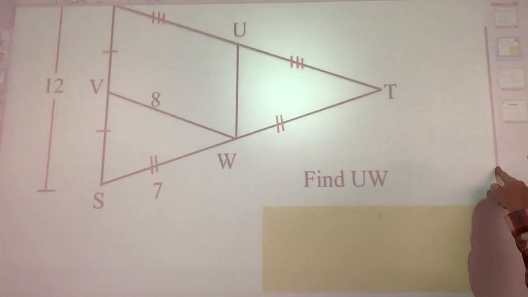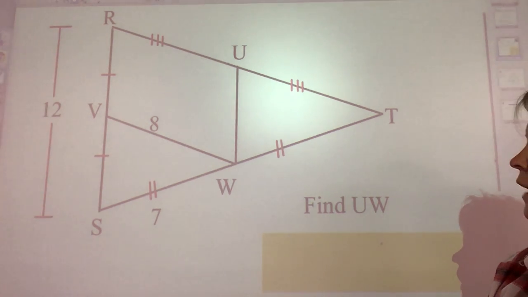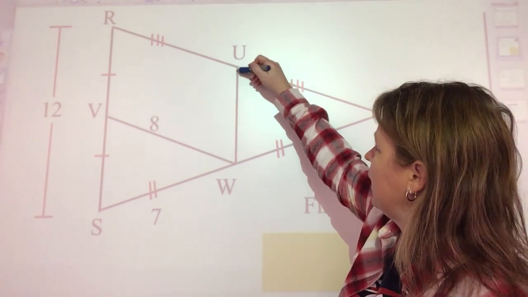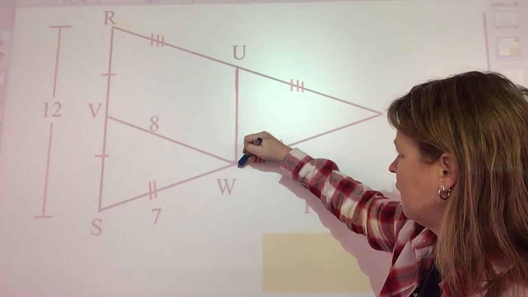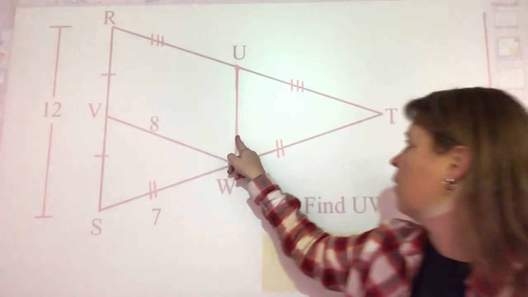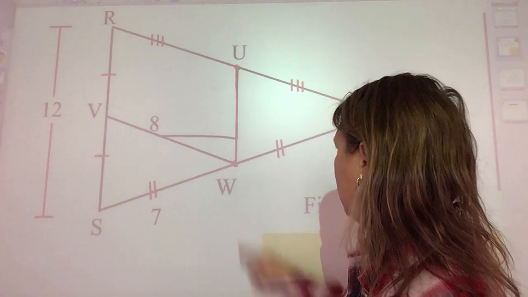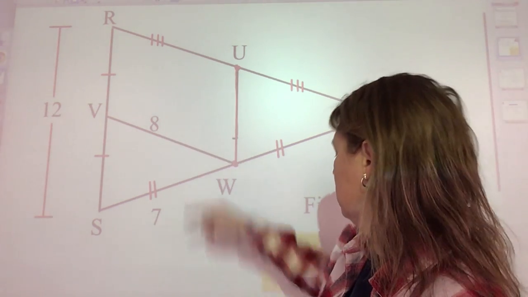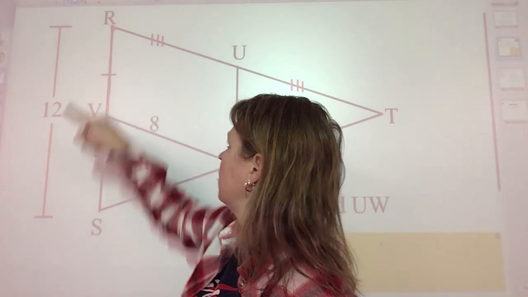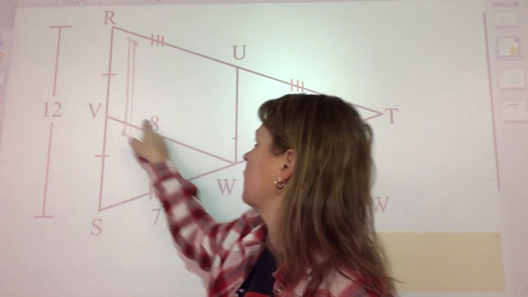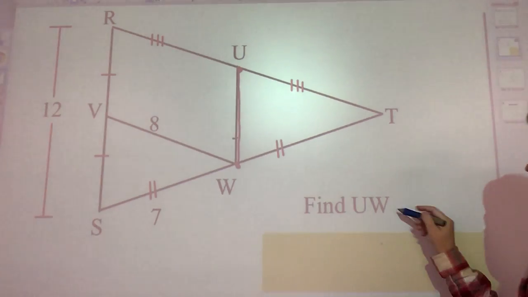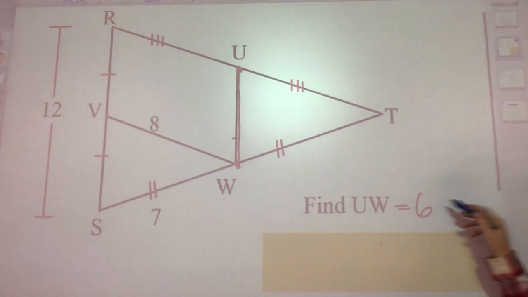Question asks, find UW. Find the length of UW. What do we know about segment UW? We know that it's a mid-segment because it connects midpoint W and midpoint U, and we know that by the tick marks. We also know that it is parallel to the third side and half as long. Well, if it's half as long as that side, and we know the whole RS is 12, we can deduce that the measure of segment UW equals 6.